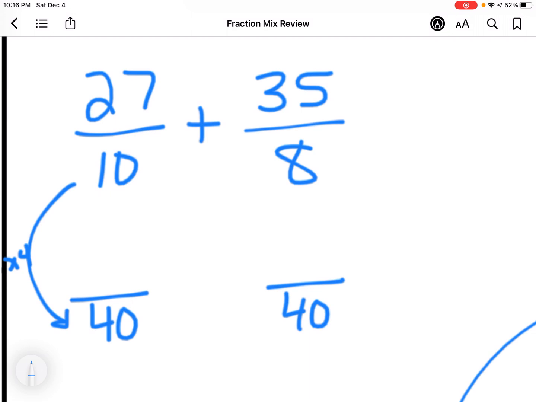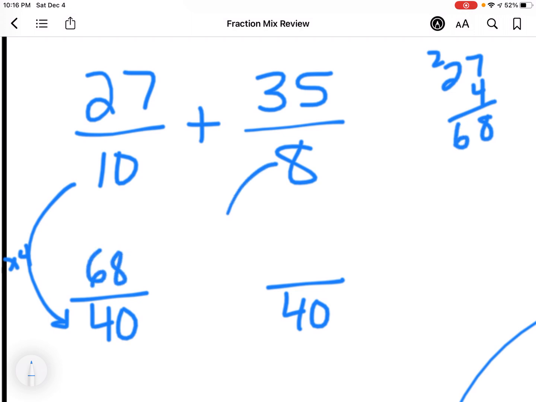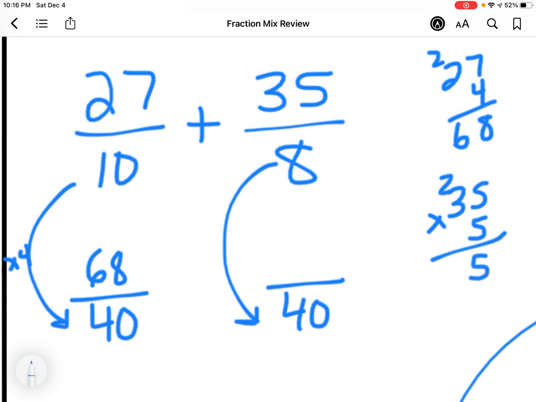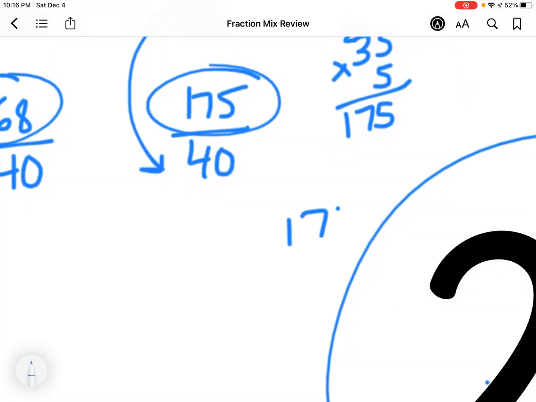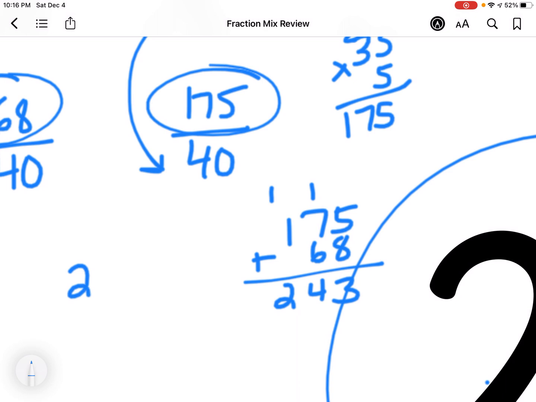So 27 times 4 is 68. And then I multiply by 5. I get 175. So now I can add the numerators. I get 243 over 40.